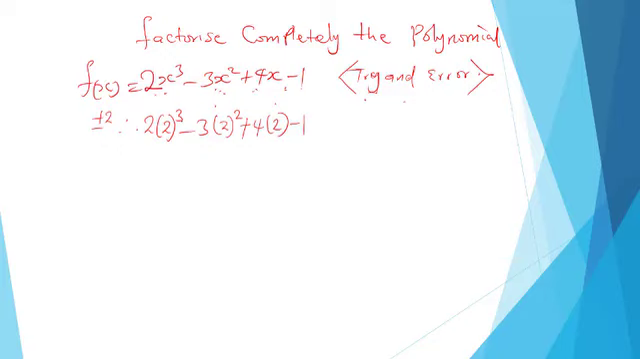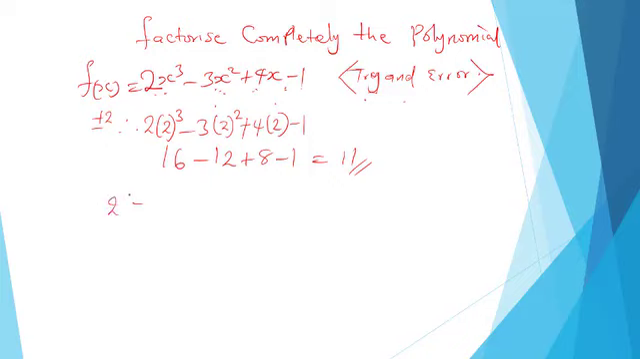Now 2 cubed here is 8. 8 times 2 is 16, minus 2 squared here is 4. 4 times 3 is 12, plus 4 times 2 is 8, minus 1. Now let's see. 8 plus 16 is 24. 24 minus 12 is 12, minus 1 is 11. So 2 is not a remainder. We try another value. Let's say minus 2.